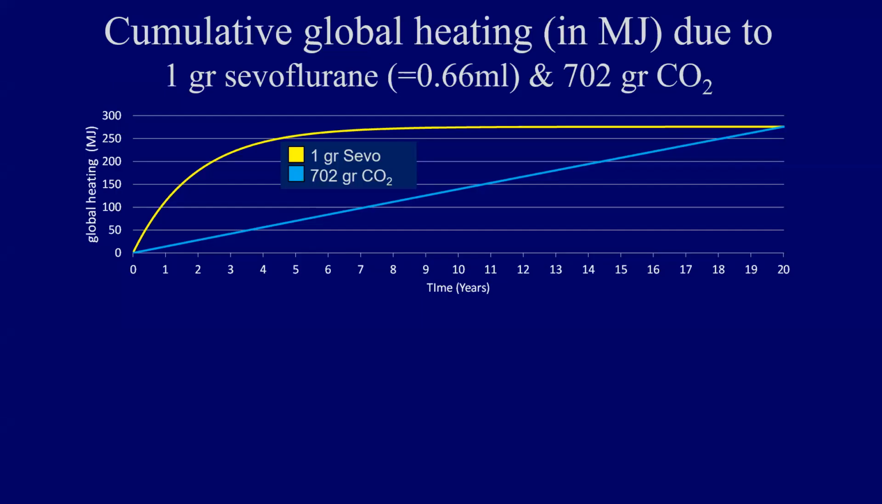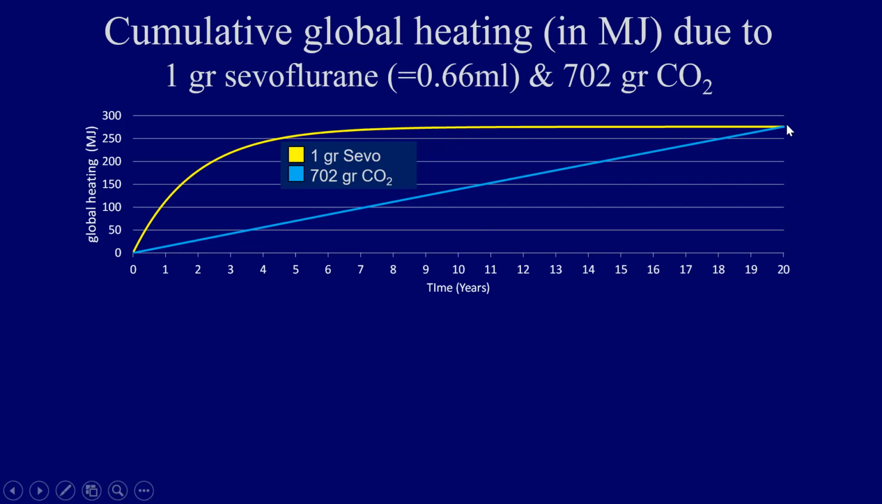Another way to look at this is if we want to know how much CO2 we need to emit to have the same amount of global heating as 1 gram of sevoflurane, we can look at the cumulative heat absorption. If we emit 1 gram of CO2 after 1 year, that will have caused global heating of about 100 megajoules. After 3 years, it's about 220 megajoules. But we see that it doesn't increase anymore after 9 years, let's say 7, 8, 9 years. So how long do we need to wait?